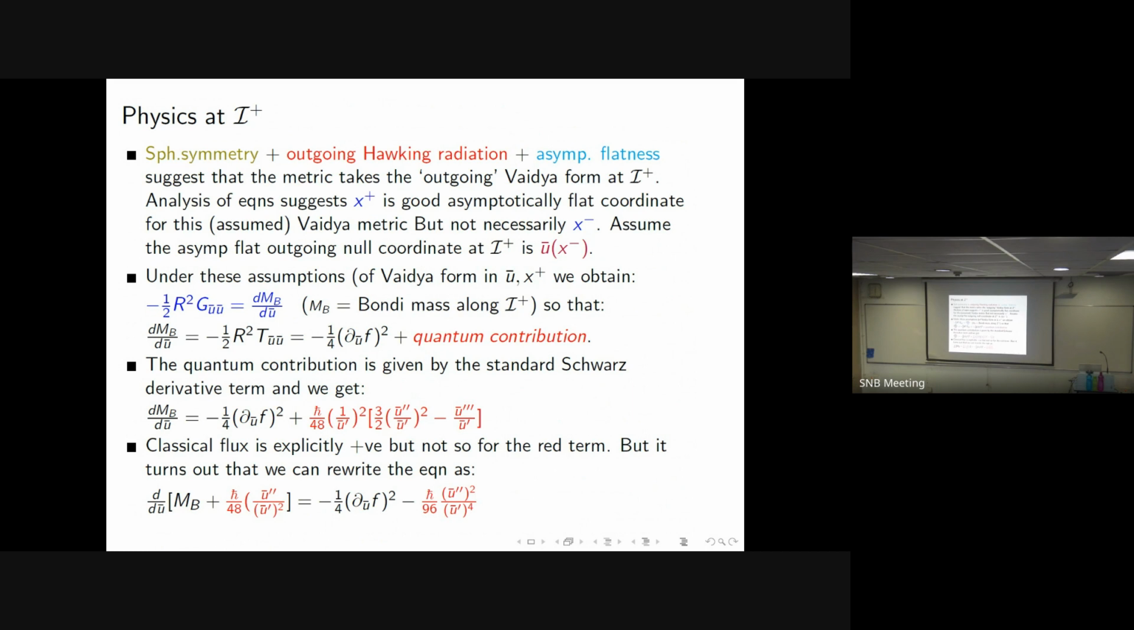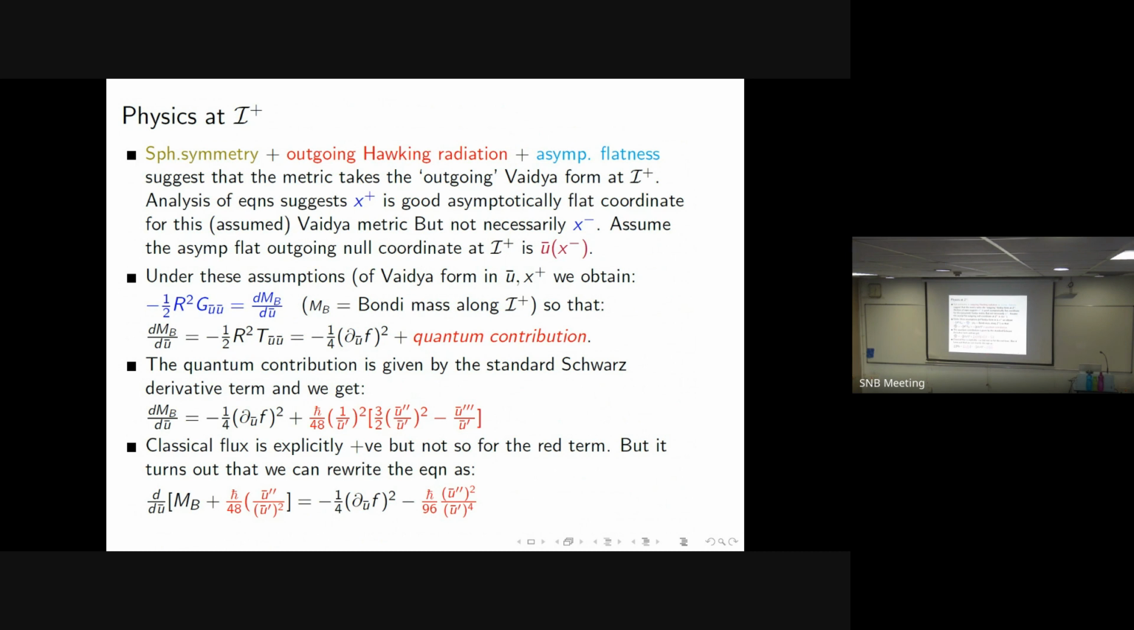The classical part has a definite sign because it obeys positive energy conditions. But the quantum correction is of indefinite sign. So what is this U bar? When we go out to infinity, there is an asymptotically flat coordinate, which is U bar, and that is a function of the initial coordinate chart which I used, called x minus. One can manipulate this equation and bring some of this stuff, even though you don't know what it is, to the left hand side, and you can get something which looks explicitly, definitely positive.